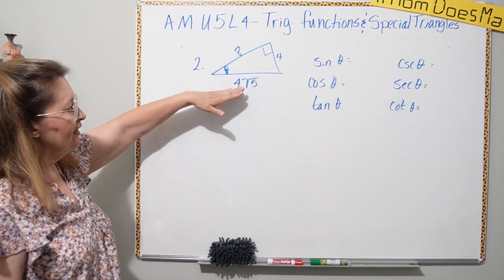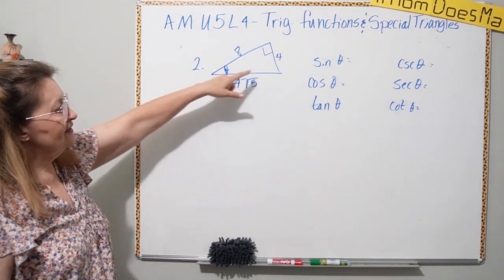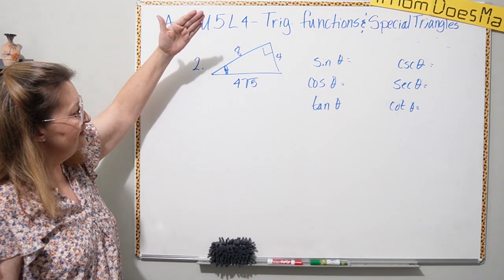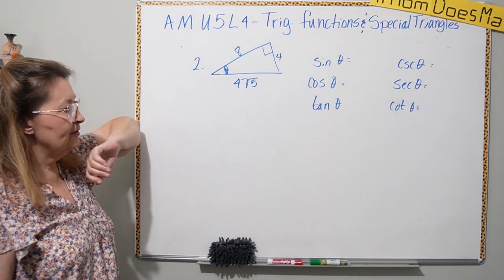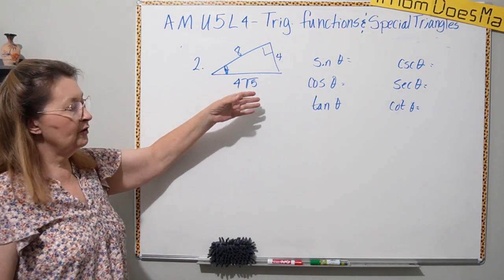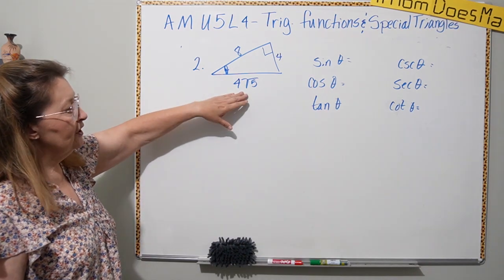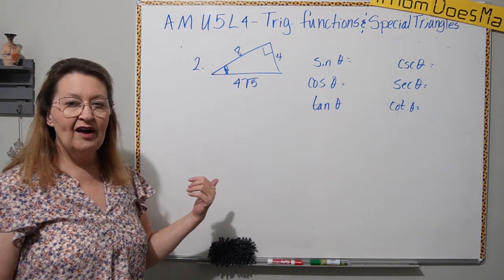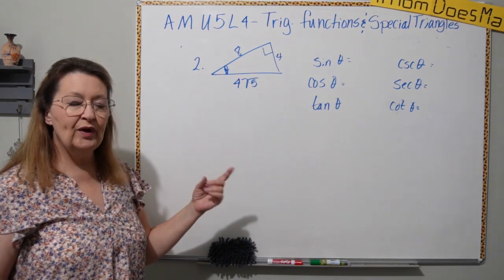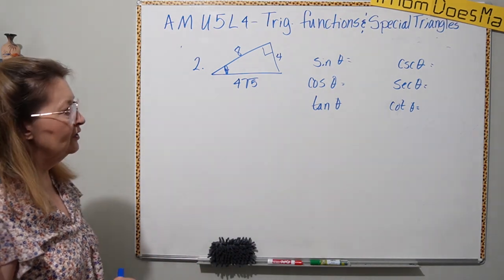We have a right triangle. Here's theta, and the side opposite is 4, the side adjacent is 8, and the hypotenuse is 4 square root of 5. Now we are going to run into a problem with this one because you have that radical, and remember you cannot have a radical in your denominator. So if we get one there, we'll see what we can do about it.